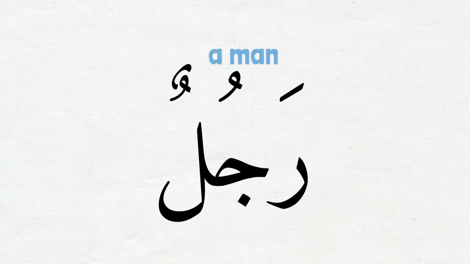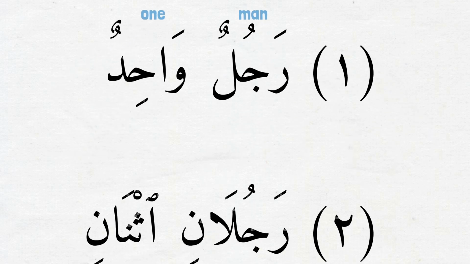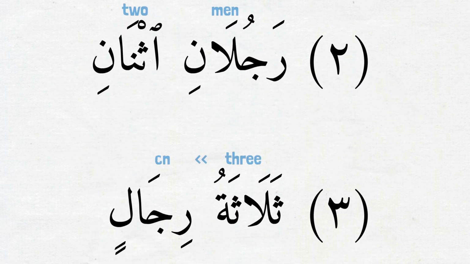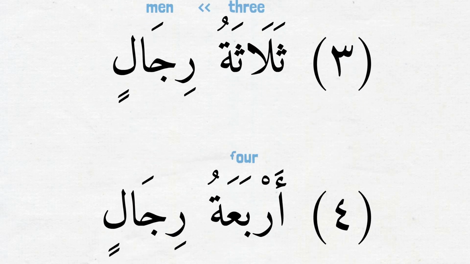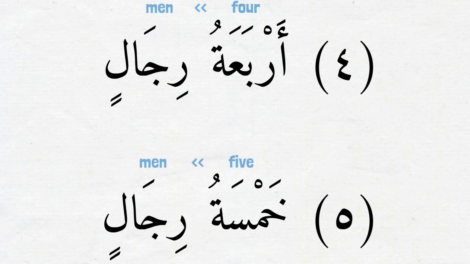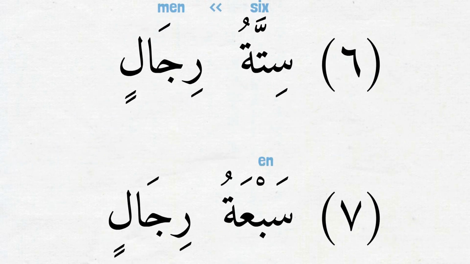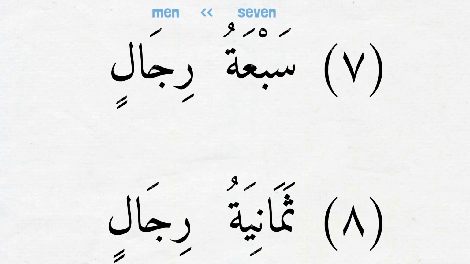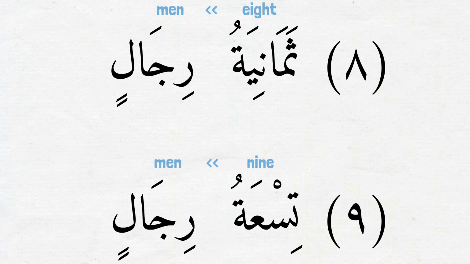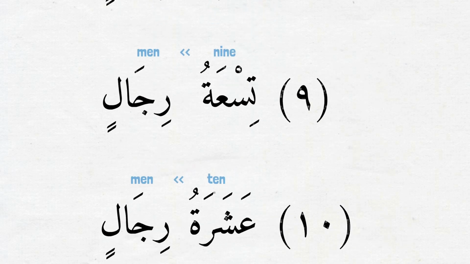Next we have رجل, a man. رجل واحد. رجلان اثنان. 3 رجال. 4 رجال. 5 رجال. 6 رجال. 7 رجال. 8 رجال. 9 رجال. And 10 رجال.